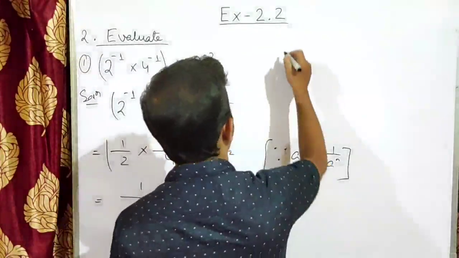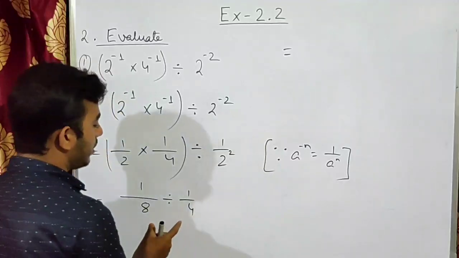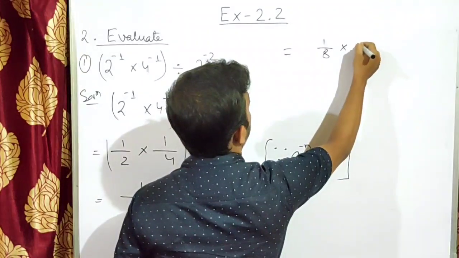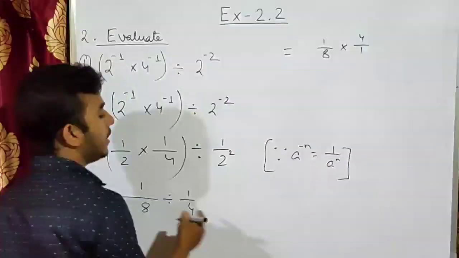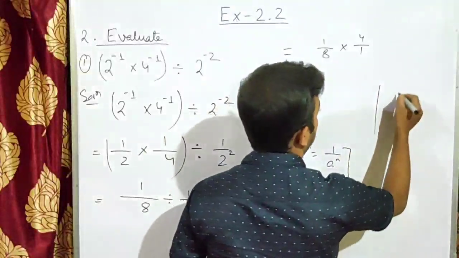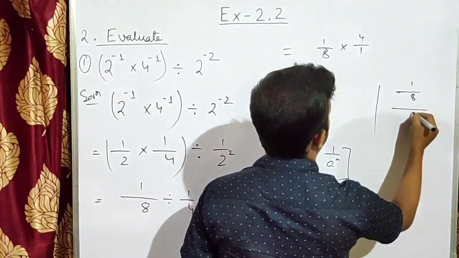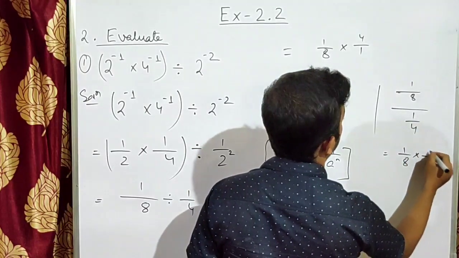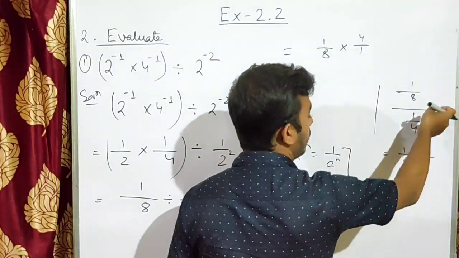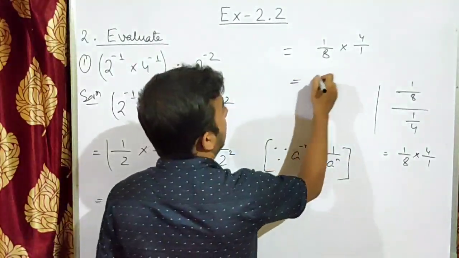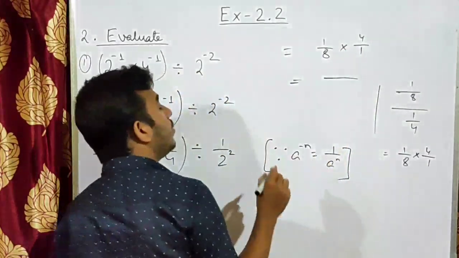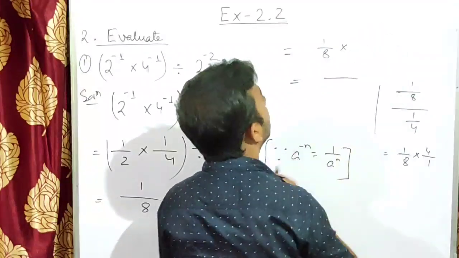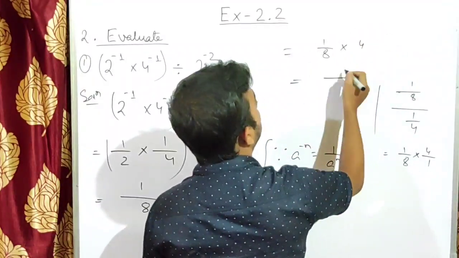Now look. After this line, can we write this as 1 by 8 into 4 by 1? Yes, because look, this part is extra. 1 by 8 divided by 1 by 4 means what? 1 by 8 into 4 by 1. This will be the reciprocal and it will be multiplied. So here again numerator into numerator, 4 into 1, and generally we don't need to write denominator 1, so we'll write only 4. Up to this clear? Okay, so now numerator into numerator is 4 by 8.